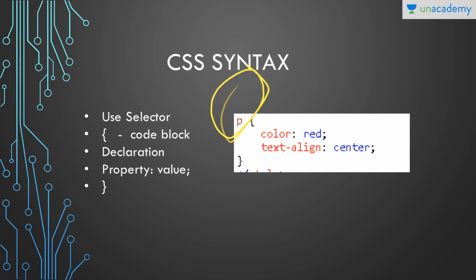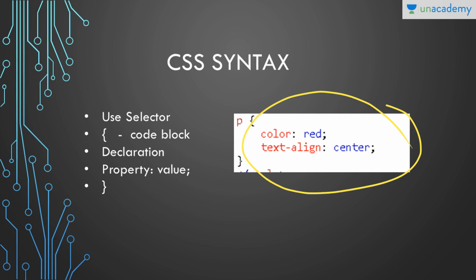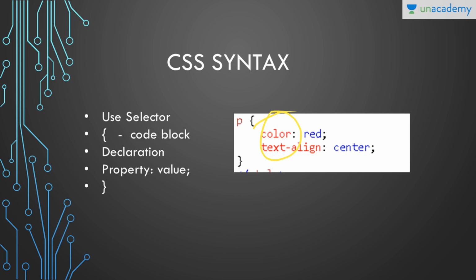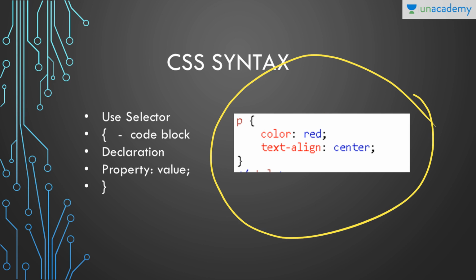We will use the selectors, open the brackets, close the brackets here, and in between that we will write the code. In the code, the first one before the colon is the property, right? And this before the semicolon is the value of that property, and all of that makes a complete CSS code. So this is the syntax of how to define a code.